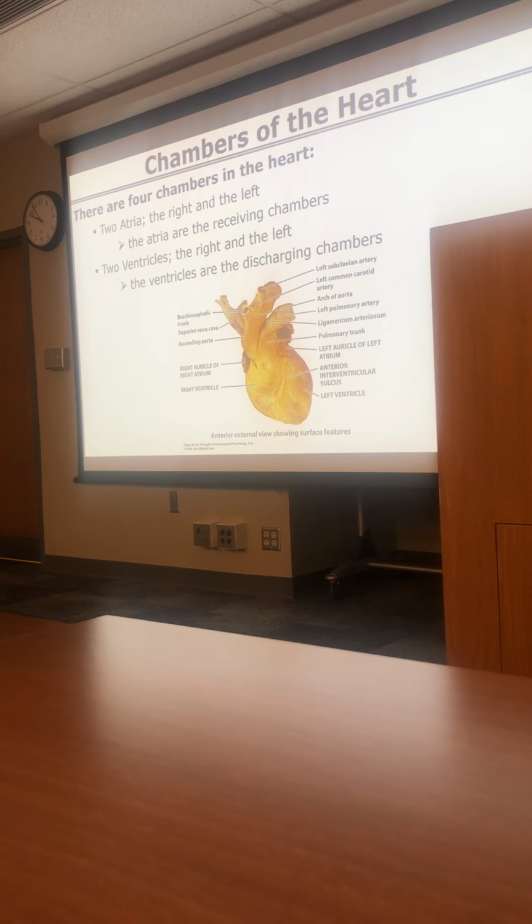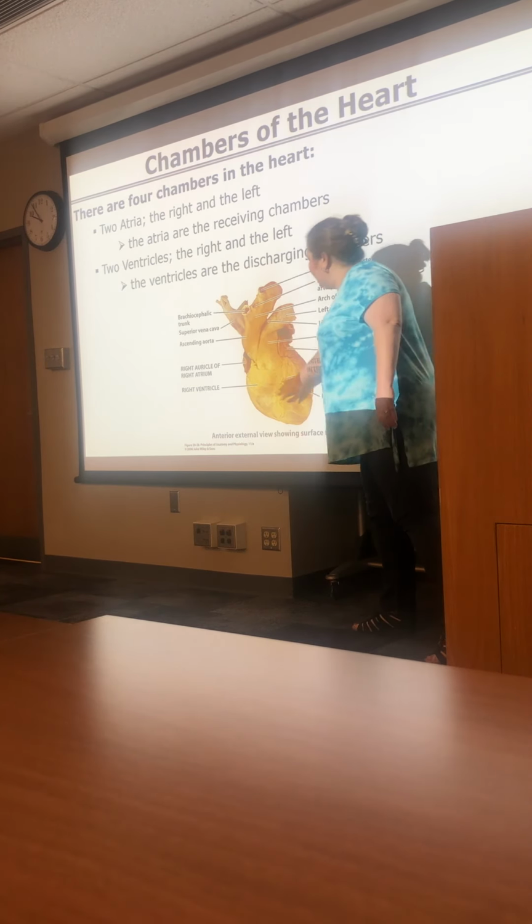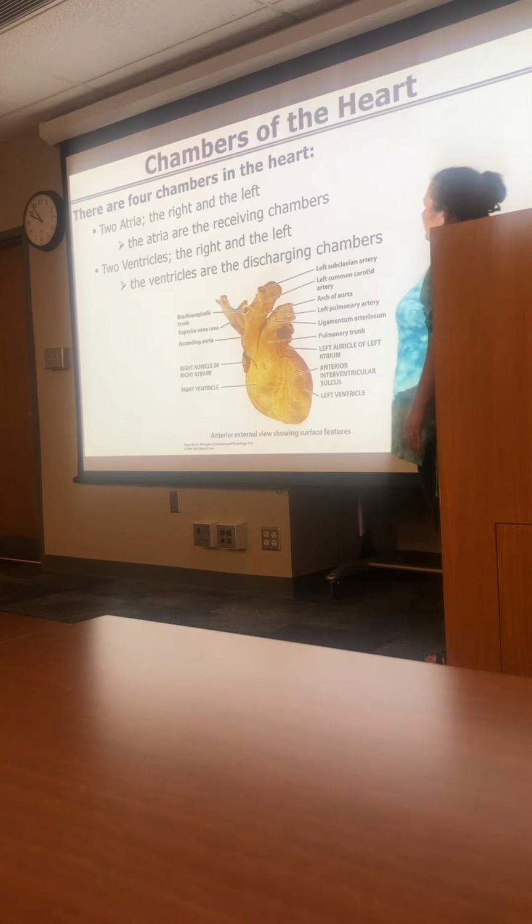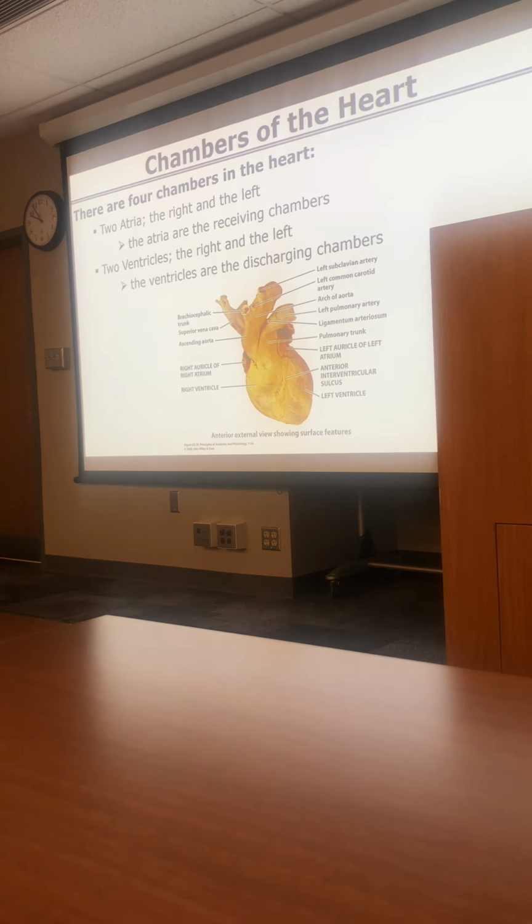The atria are the receiving chambers, so the blood coming back to the heart is going to be received by the atria. There's one on the right, one on the left. And the ventricles then are found more inferiorly. The ventricles, one on the right, one on the left, are the discharging chambers. They're the ones that are going to create a lot of pressure and push the blood through the different circulation pathways.